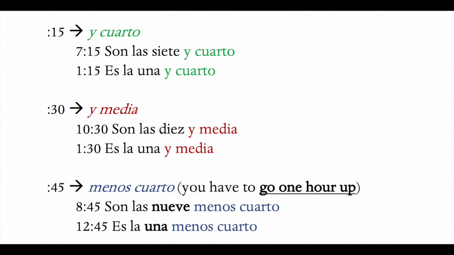It could be 15 minutes past the hour. And in that case, we would add the expression y cuarto. So if it's 7:15, we would say son las siete y cuarto. If it were, for example, 6:15, then we would say son las seis y cuarto. If it were 1:15, remember you have to make it singular because it's one, so es la una y cuarto.